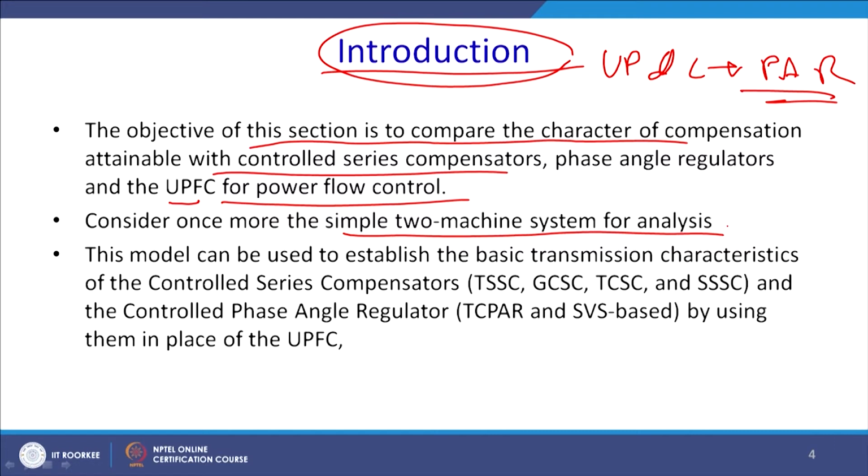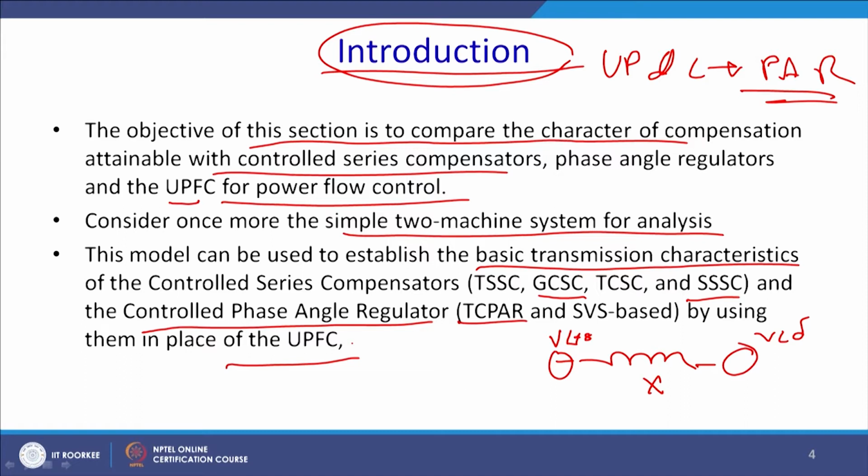We shall have a sending end voltage, thereafter reactance X, then a receiving end voltage. This is V angle delta and V angle 0. This model can be used to establish the basic transmission characteristics of the controlled series compensator. These are, as we have discussed thoroughly, TSSC, GCSC, TSC and SSSC. SSSC is definitely superior among the other passive component based compensators.